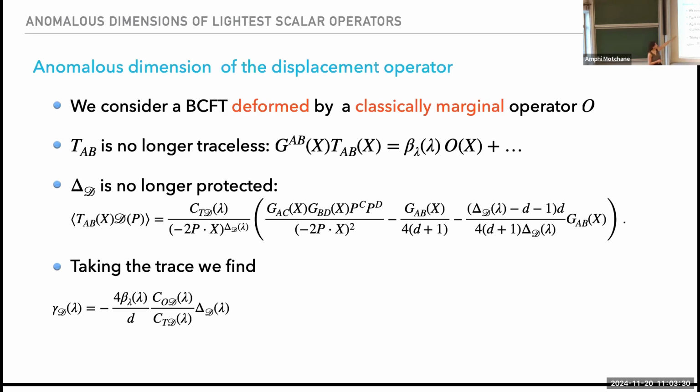We can take the trace and impose that the trace of the stress tensor is proportional to the beta function. And this gives that, after some algebra, we can find the anomalous dimension of the operator, which is the displacement operator at lambda equal to 0.